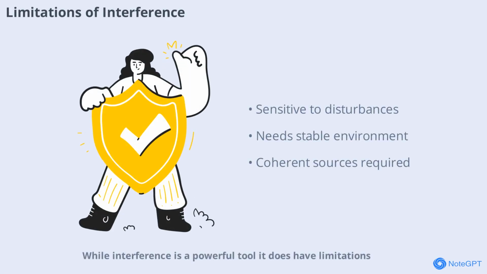While interference is a powerful tool, it does have limitations. Interference patterns can be disrupted by vibrations, temperature changes, or incoherent light sources. Careful experimental design and environmental control are necessary to obtain reliable results in sensitive measurements.